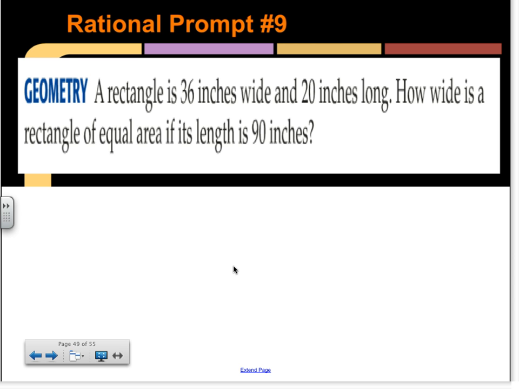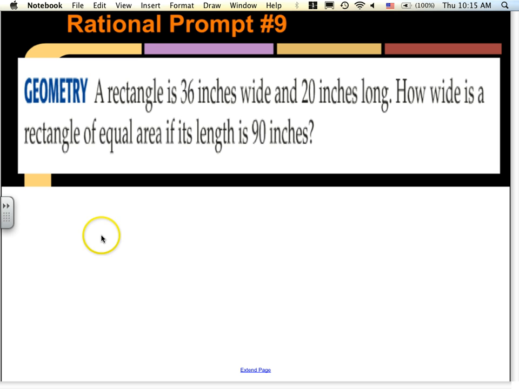So here it is. A rectangle is 36 inches wide and 20 inches long. How wide is a rectangle of equal area, meaning a similar rectangle with the same area, if its length, the new rectangle, of course, is 90 inches long? Okay, go ahead and work on that for a couple minutes, and then we'll find out what you have. So, what did you find out about the second rectangle?